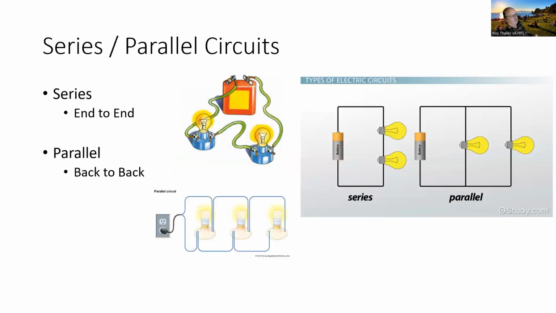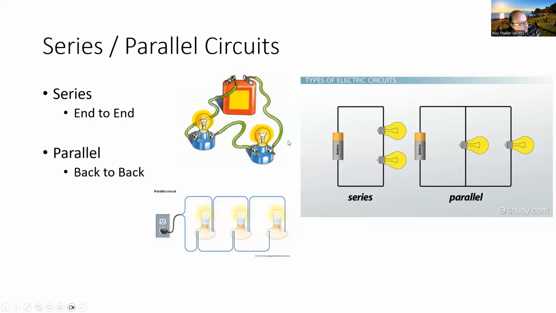The next thing that's important to remember is series and parallel circuits. And a series circuit is basically when you have things connected end to end. So here, for example, are two light bulbs connected end to end. So you've got one battery here connected to one end of the light bulb, this end of the light bulb being hooked up to this end of the light bulb, and then this going back to the battery. So this is an example of a series circuit.